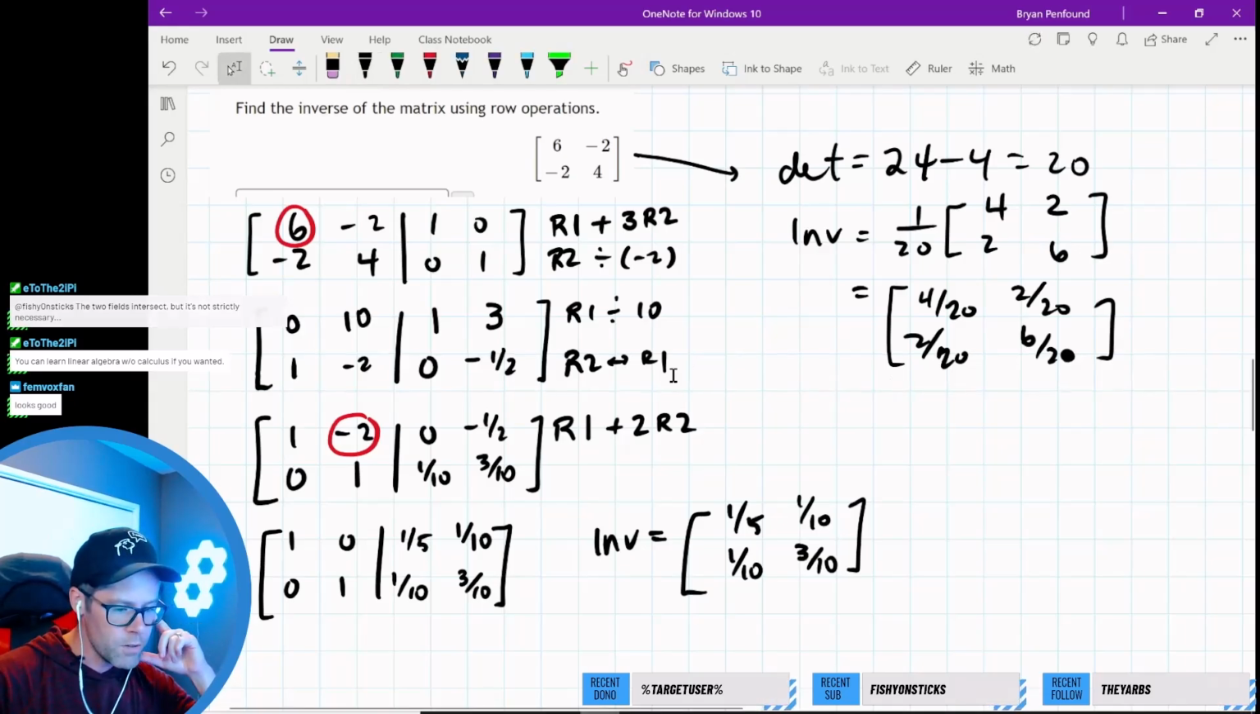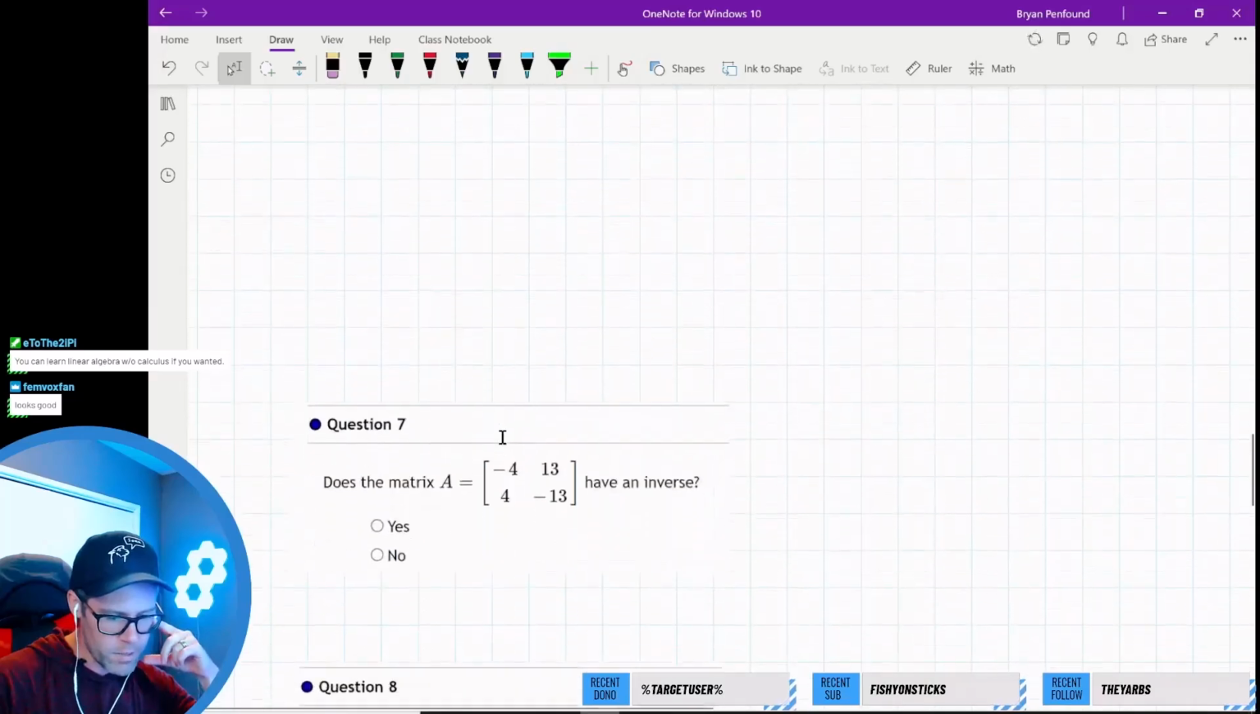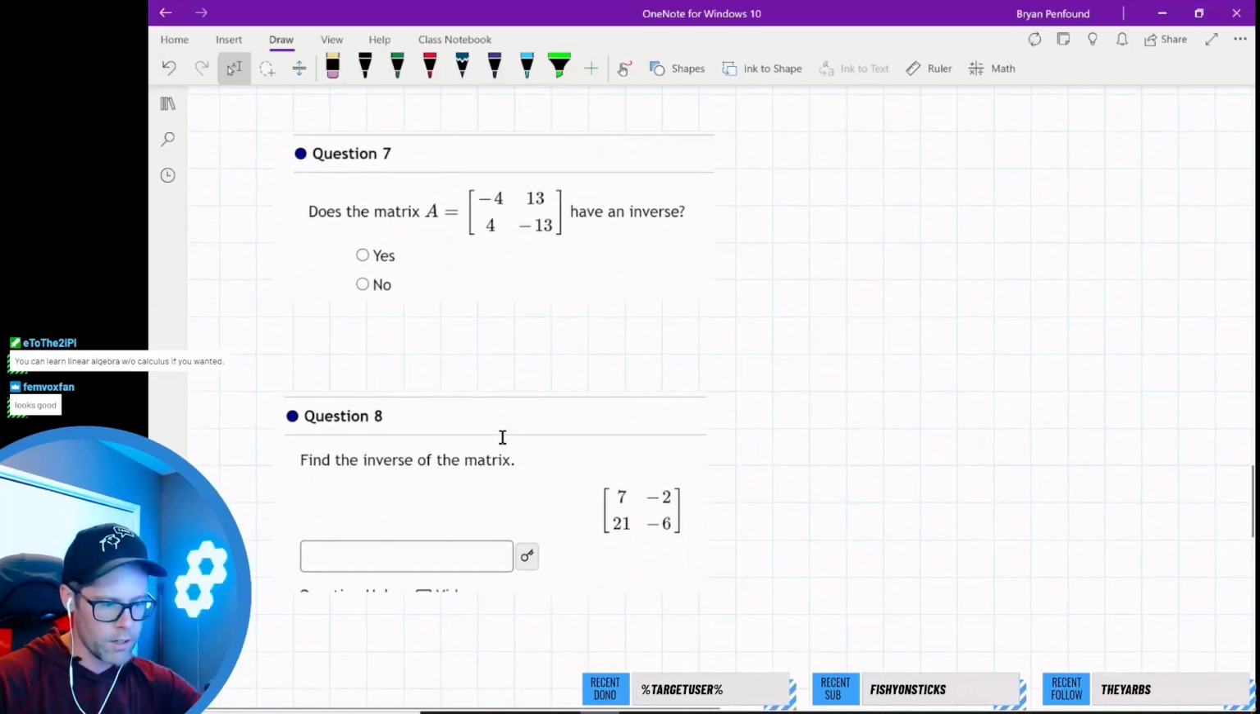The two fields do intersect, yeah. Sometimes they intersect quite a bit, actually, depending on where you want to go.